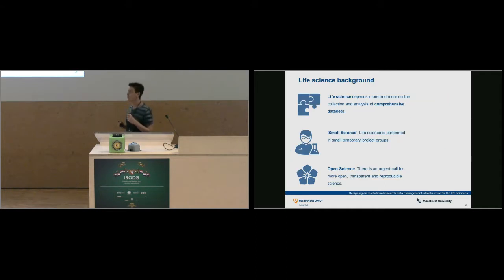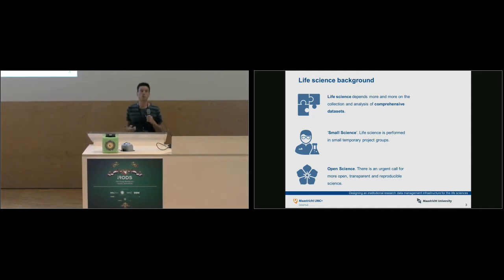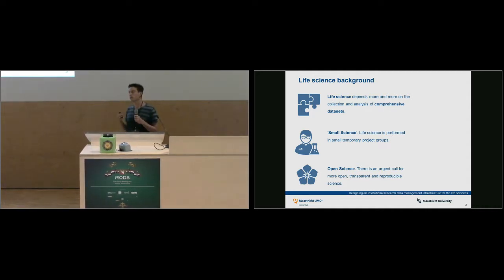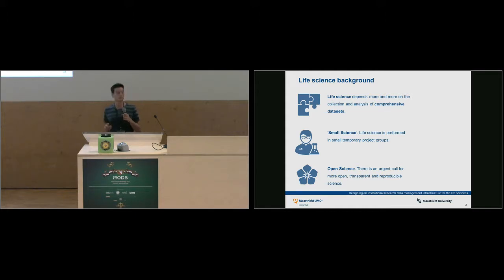So, a bit of background into life science. Life science depends more and more on collecting data in a multi-modal way. So what I mean with that is that the volumes are increasing, but also the capability of researchers to use the machines to collect the data. And researchers are no longer keeping up with the amount of data that they collect. It's easier to collect the data than to actually process and manage it.